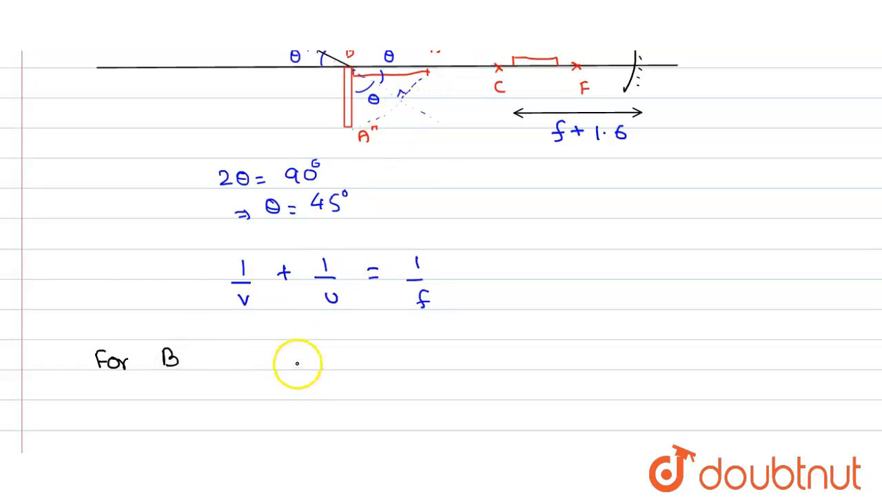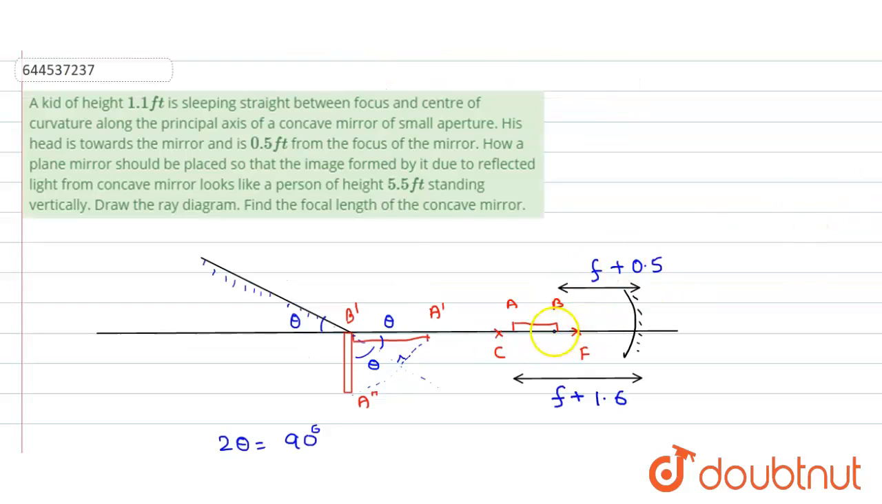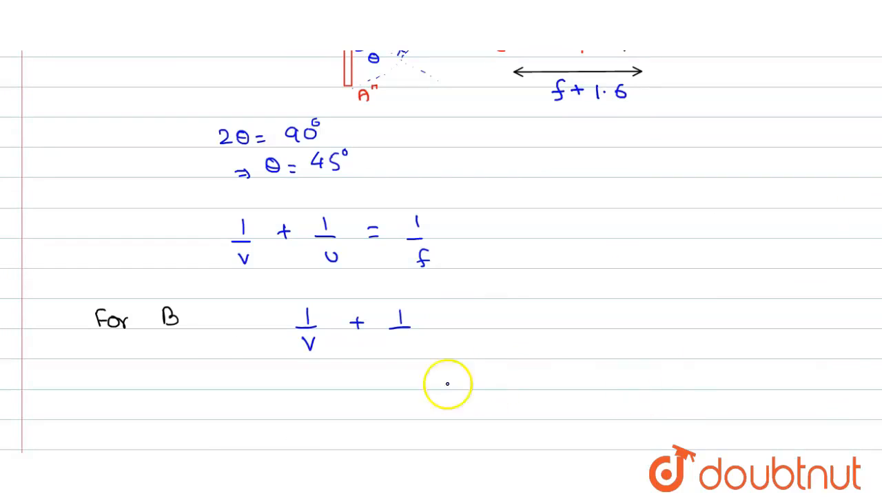So we can say that 1 divided by V, we don't know where it is formed, plus 1 divided by U. Now U would be taken to be negative because it would be measured opposite to the direction of the incident ray. So we say that minus F plus 0.5. This would be equal to 1 divided by the focal length of the mirror. This concave mirror's focal length would be negative because it would be lying on the left. So it would be F.